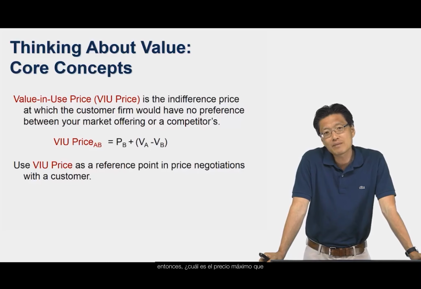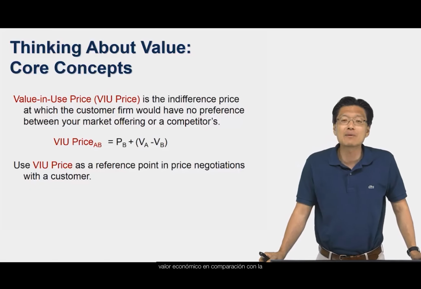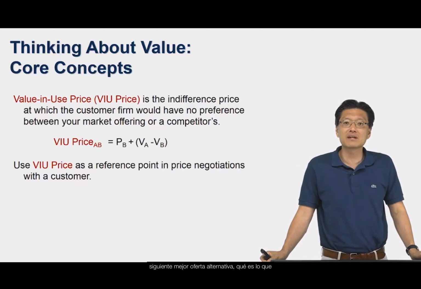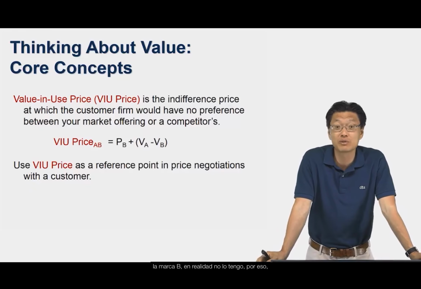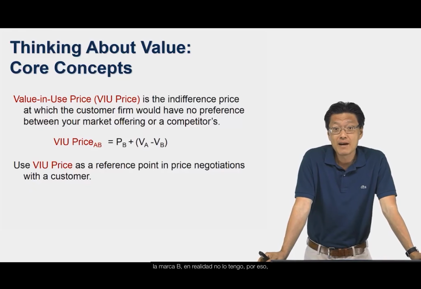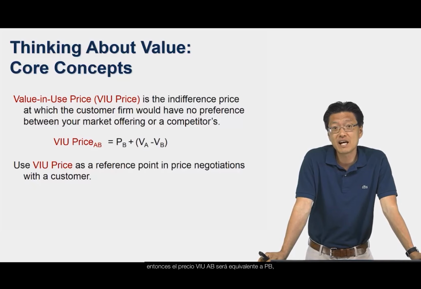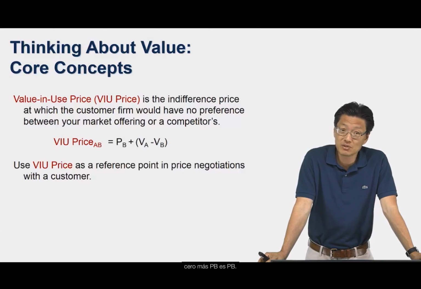So then what's the maximum price that I can charge my customers without losing them to the competition? Well, if I'm not providing any more economic value compared to the next best alternative offering, what gives me the right to charge more than brand B? You really don't. So if VA minus VB is equal to zero, then VIU price AB will be equivalent to PB, because zero plus PB is PB.